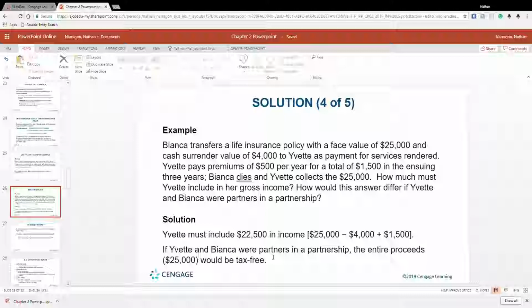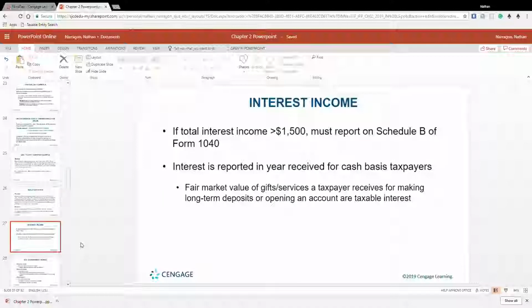Now, if Yvette and Bianca were partners in a partnership, the entire proceeds of $25,000 would be tax-free. No problems, no necessaries, they're just tax-free. Okay? No fun little things.